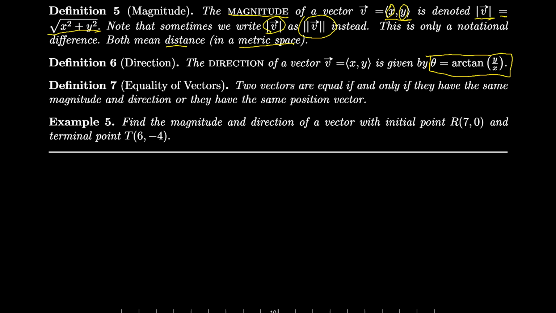Two vectors are equal if and only if they have the same magnitude and direction, or if they have the same position vector, either way. So if you figure out that two vectors have the same magnitude and direction, they're the same vector. If they both have the same position vector, they're the same vector.